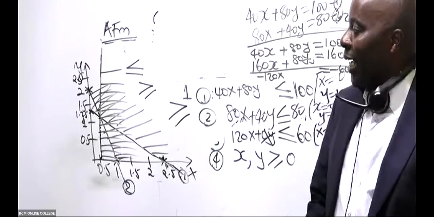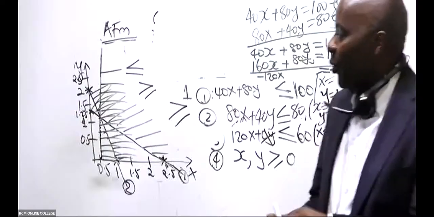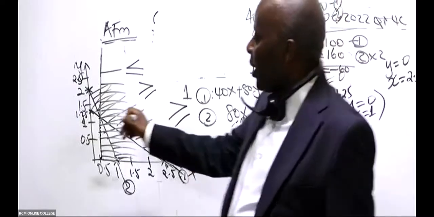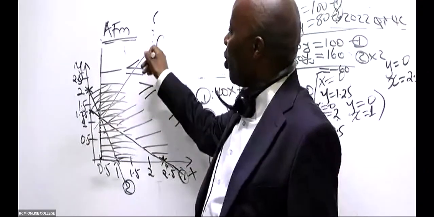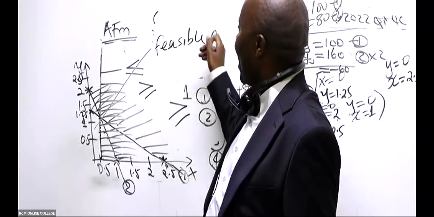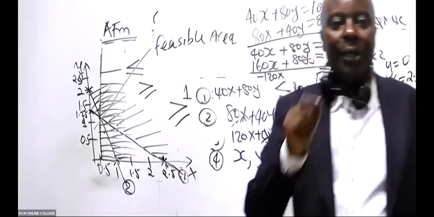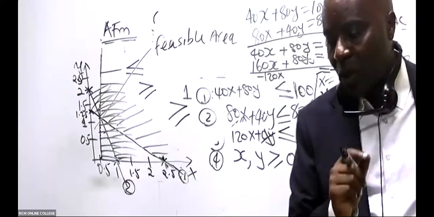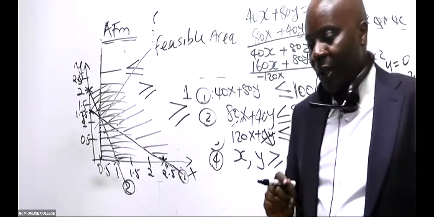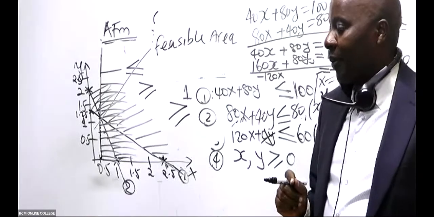So this tiny unshaded strip is what we call the feasible area. This one here, we call it the feasible area. The unshaded area is the one that contains our solution. It is the practical area, the area of possibilities where we can afford.